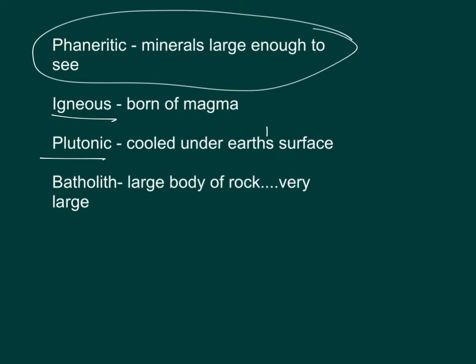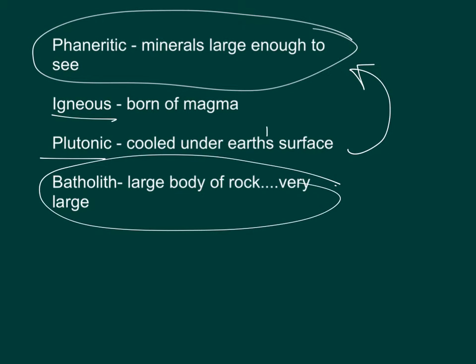This is important because, since it had a long time to cool, it can become phaneritic, where the minerals are large enough to see. And we talked about batholith, so a very large body of rock. And I say very large, meaning it covers that whole area of the Sierra Nevadas, and then partially out into Nevada and up into Idaho. So very, very large. But those are important for us to see.